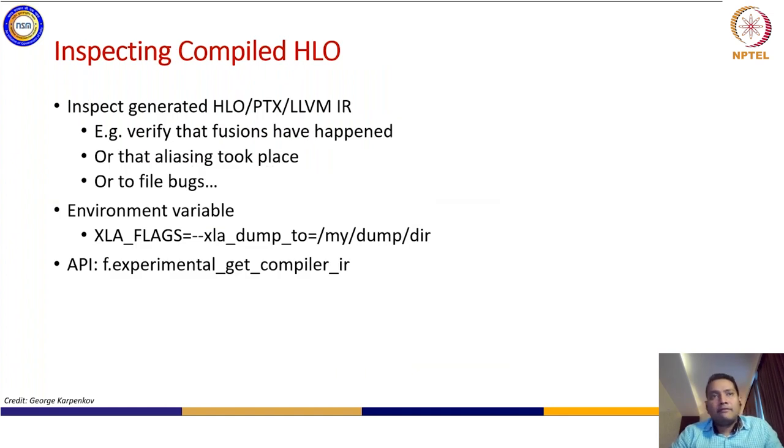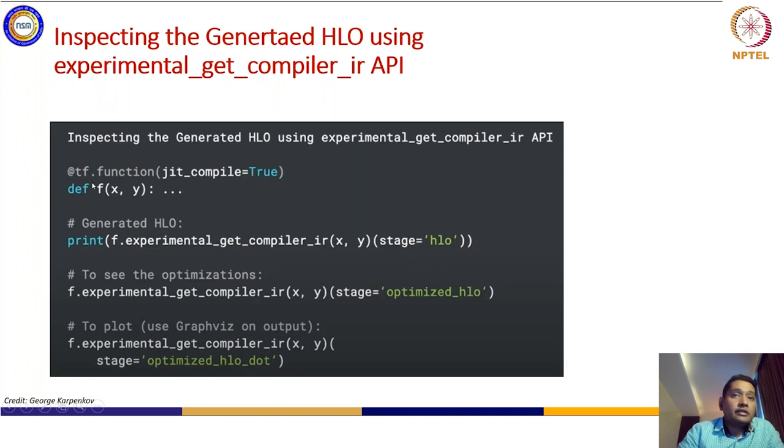Now you have the flexibility to inspect what is actually happening in your code. You can enable this flag, so you can inspect the generated HLO, basically the generated graph or the fused graph that you have after optimization, what graph is available. So you can inspect both and see what is going on inside your code for your target model. This is one example where you can apply this. Here we define one function which is wrapped with tf.function with jit_compile true, and we are generating the HLO for that particular function. We call f.experimental_get_compiler_ir for this x, y, and it will print the generated HLO.